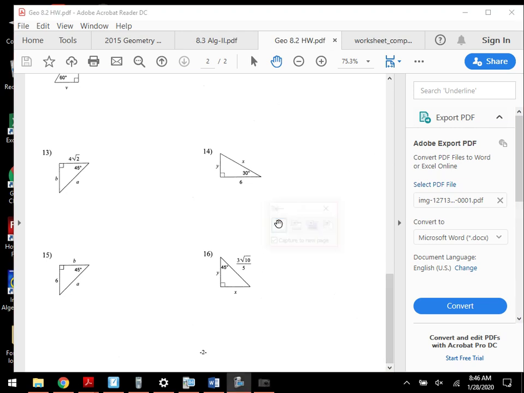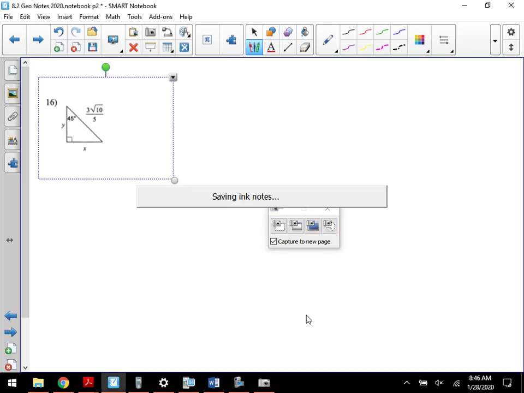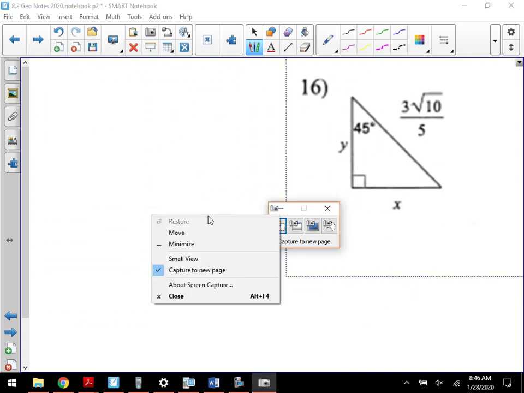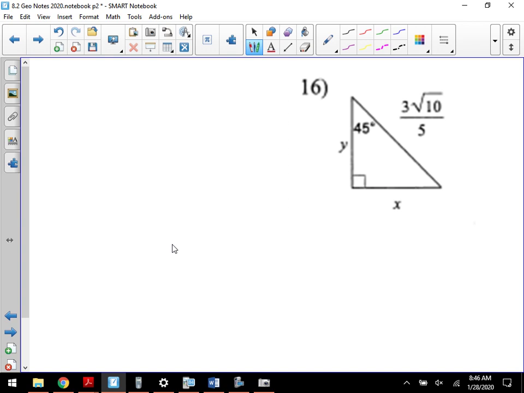12 and 16 are very similar to one another. In 16, this is kind of like your worst case scenario as far as the calculation is concerned. First things first, which of the triangles is it? Okay. So we write out our ratios of our sides: 45, 45, 90.